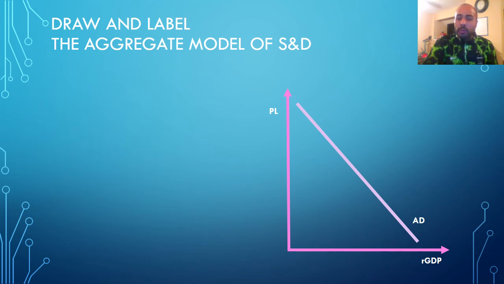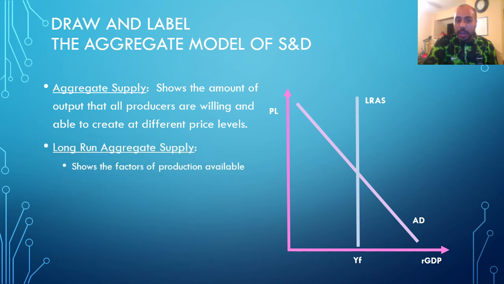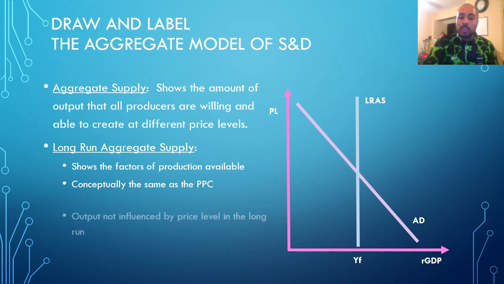Now, after we've done our aggregate demand, now we got to talk about aggregate supply. So since aggregate demand shows the demand for output at all different price levels, aggregate supply shows the amount of output that producers are willing and able to create at different price levels. Now, the first kind of aggregate supply you need to know about is long-run aggregate supply. That shows all of our factors of production that are available in our country. For this reason, it's conceptually the same thing as the production possibilities curve. In other words, the long-run aggregate supply is equal to our land, labor, capital, and entrepreneurship.